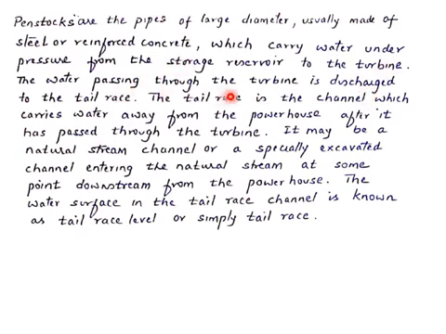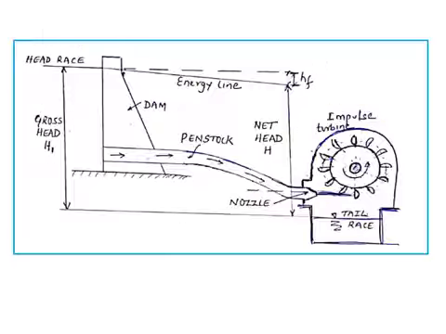Water after passing through the turbine will be discharged to the tail race. The tail race is nothing but a channel which carries water away from the powerhouse after it has passed through the turbines. This can be sent to a natural stream channel, or you can have a specially excavated channel entering the natural stream at some point downstream from the powerhouse. The water surface in the tail race is known as the tail race level, or simply tail race.